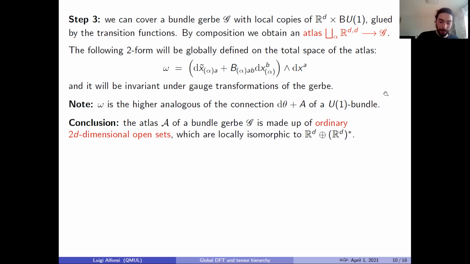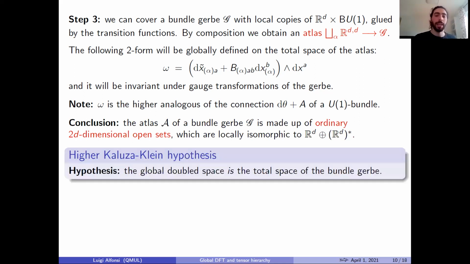Of course, in the paper, I related this construction with other local formulations of double field theory in a more extended way. But what is the idea here? Basically, the proposal is that this procedure can be summarized as the hypothesis that the global double space could actually be identified with the total space of the bundle gerbe, because in some sense, considering coordinates on a space could be considered the same as defining a working atlas on that space.